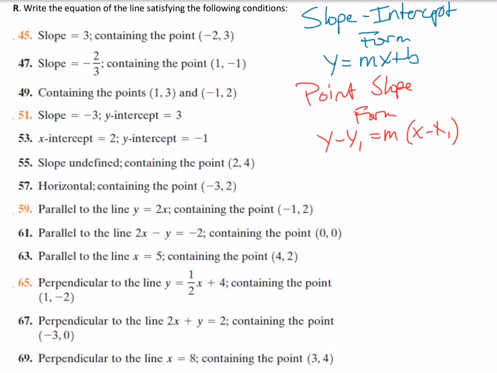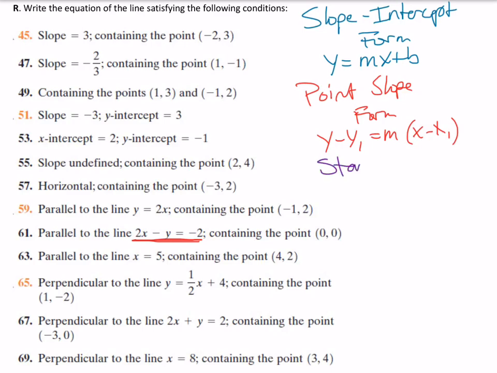Okay, so it says parallel to the line 2x minus y equals negative 2 containing the point (0, 0). So first of all, remember the most important thing I need for a linear equation is the slope. Notice I am given the equation 2x minus y equals negative 2. They don't tell me what the slope is. They give me the equation it's parallel to. But also notice in number 61, it's not in slope-intercept form or point-slope form. It's in a third kind of form called standard form.